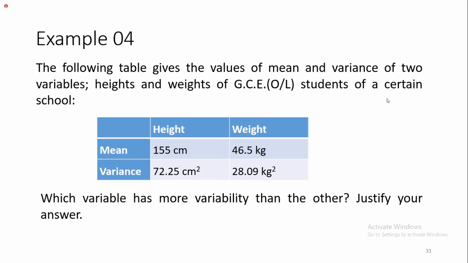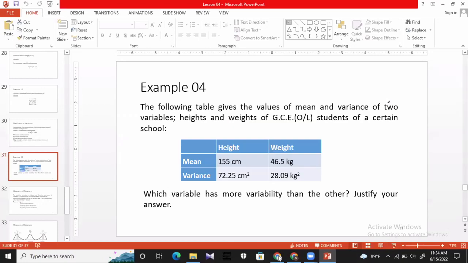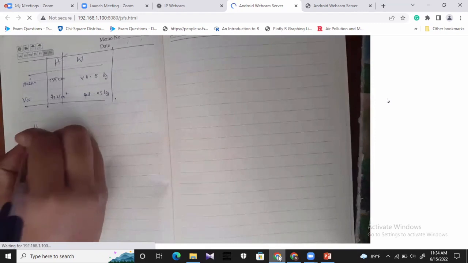That may be either height or weight. Okay, right. Let's find it in this way. Okay, I hope you can see my screen. Now there are two different variables, height and weight. First, consider the variable height. Okay.